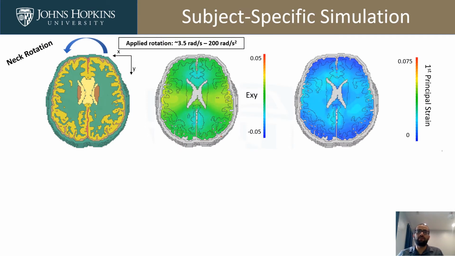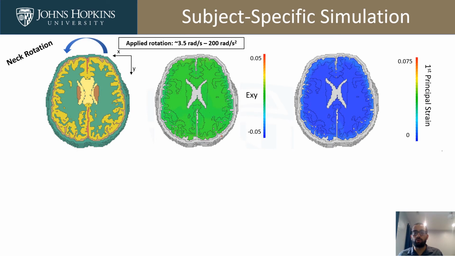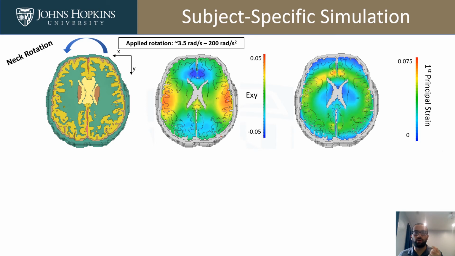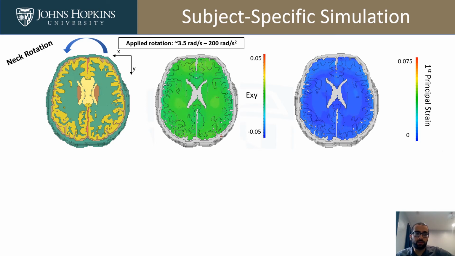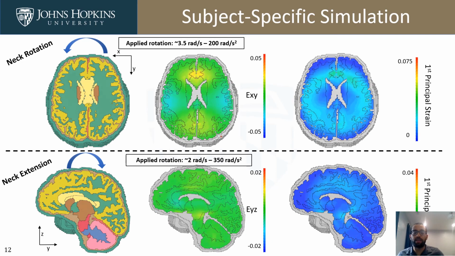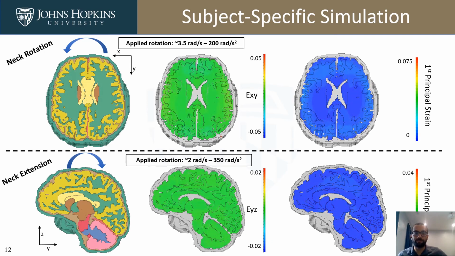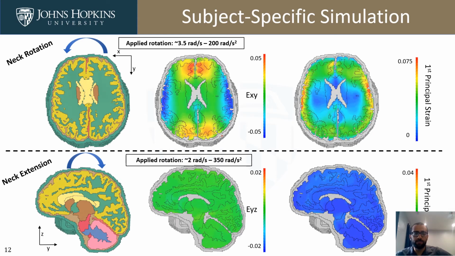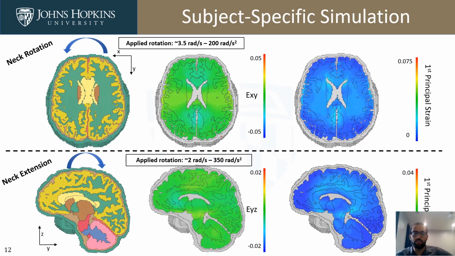This is an example of that subject-specific simulation under the first loading condition I'm going to describe, which is neck rotation. So it's like you saying no or moving your head left to right. On the left here, you can see the anatomy deforming. In the middle, you can see the in-plane shear strain, so the XY component. And on the right, you can see the first principal strain over time. The second loaded condition I'll describe is a neck extension experiment. And here, the head is moving from front to back, sort of like saying yes. And again, you can see the anatomy, the shear component, and then the first principal strain.